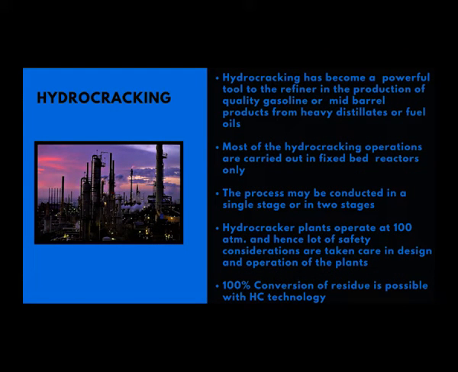Then the next cracker unit, or the secondary processing unit, is known as the hydrocracker. Hydrocracker has become a powerful tool to the refiner in the production of quality gasoline and mid-barrel products from heavy distillates or fuel oils. Hydrocracking happens in the presence of hydrogen, in a reactor at a pressure of more than 100 atmospheres. Most hydrocracking operations are carried out in fixed bed reactors only.